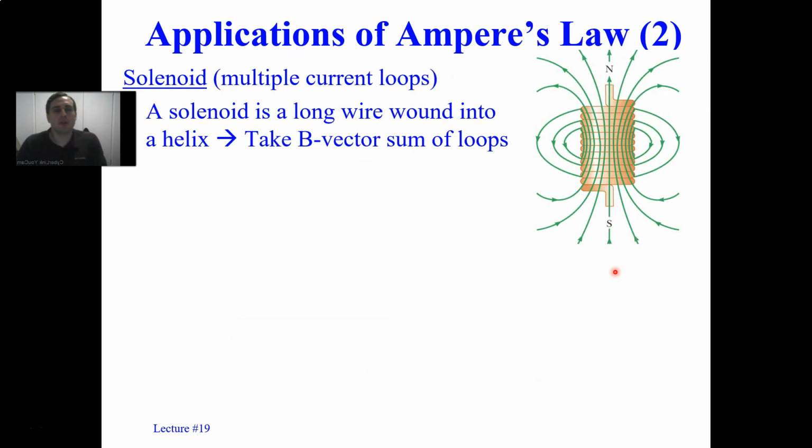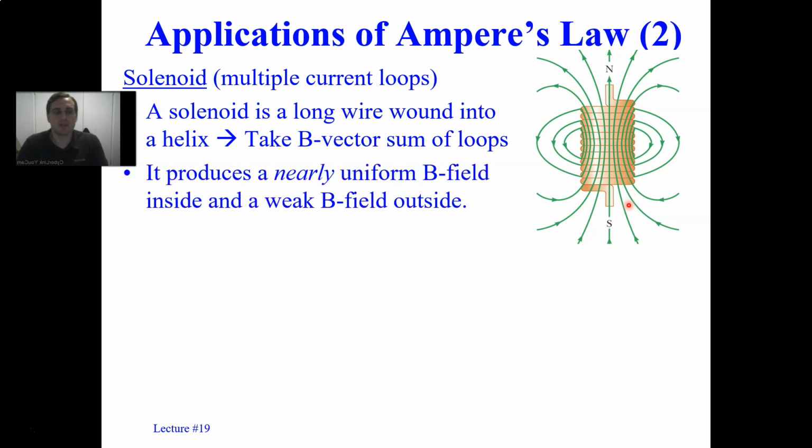Now, another important application of Ampere's law is a solenoid. A solenoid is multiple current loops. If you have multiple current loops very tightly wound in sort of a helix fashion, it's a very long wire wound into that sort of shape. And you should take the magnetic field vector sum of all the loops. So we need to know the number of loops here. Now, by the way, we assume these solenoids don't have a very large radius and they're very long for the sake of this class. That's an ideal solenoid.